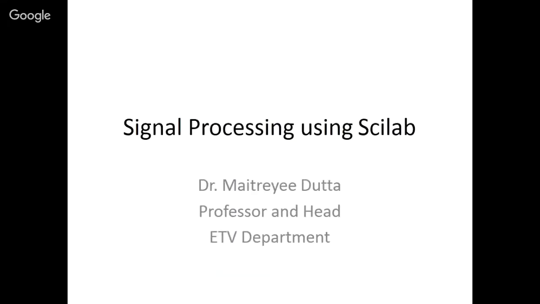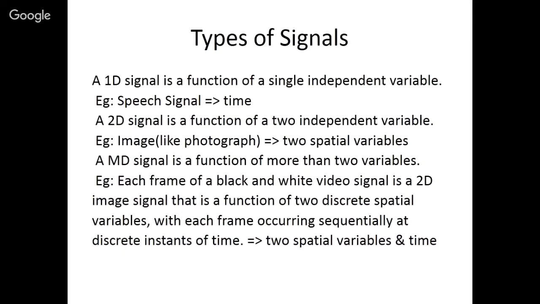Signal processing is a very core area. Without signal processing, you cannot think of any equipment or any devices working nowadays. It can be an analog signal or a digital signal, as we know, but we will be concentrating on the digital signal only. To start with, there are various types of signals.